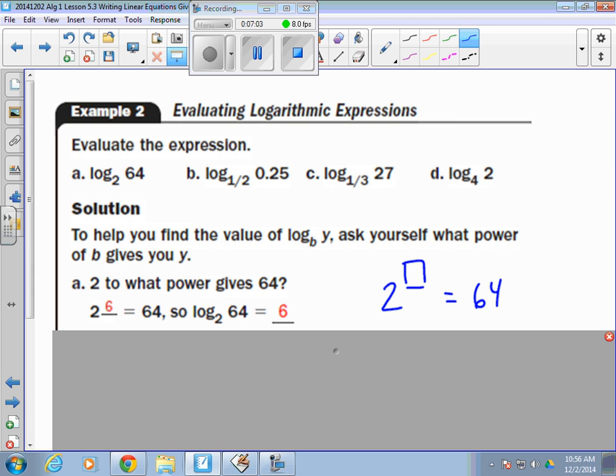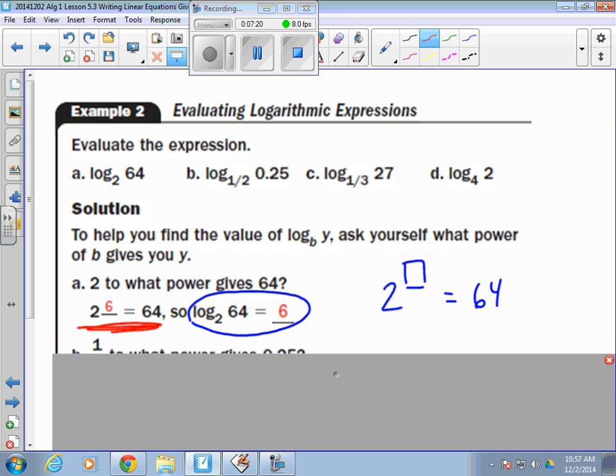So when you rewrite it in logarithmic form, it's going to be equal to 6. So this is called exponential form. 2 to the 6th equals 64. The one I have circled is called logarithmic form. Log base 2 of 64 equals 6.